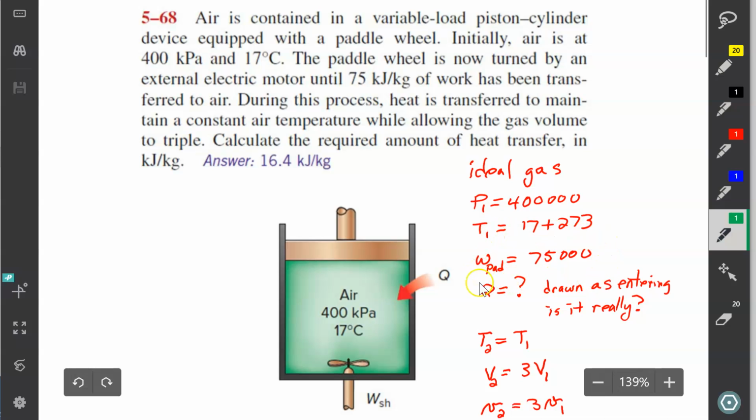That's going in to the gas. The Q is unknown. It's drawn as entering, but the question we have right now is, is it really entering? The T2 equals T1. The volume 2 is 3 times the initial volume. And then also for specific volume, the volume per mass, that's also going to be 3 times the initial. Okay, so think about these conditions and what you plan to do to solve the problem. So give it some thought, and I'll pause.